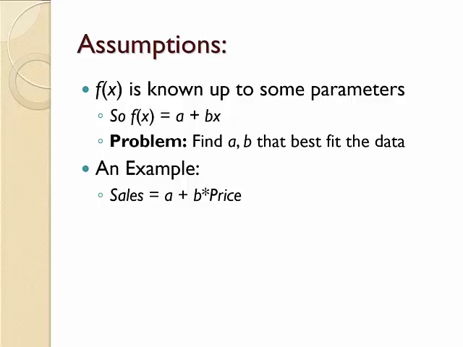So for example, let's say y is sales and x is price. So we are trying to estimate the relationship between sales and price. The regression model in its simplest form assumes that sales equal a plus b times price. Now in this relationship, sales and price are data, and the unknown quantities of interest are a and b. So the problem becomes one of finding the a and b that best fit the data.